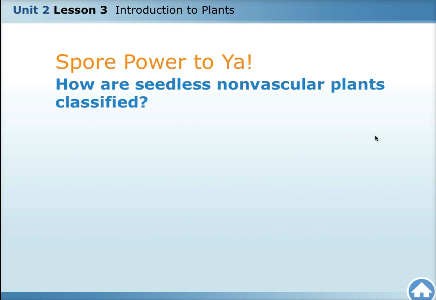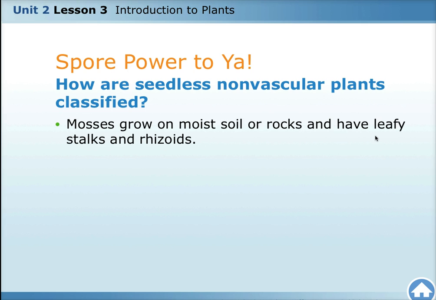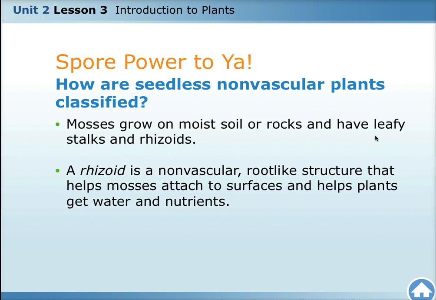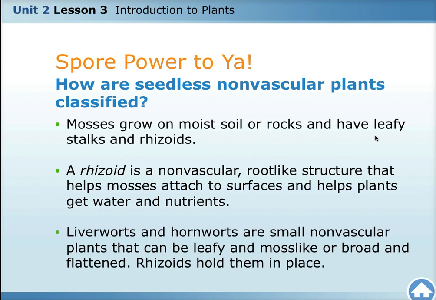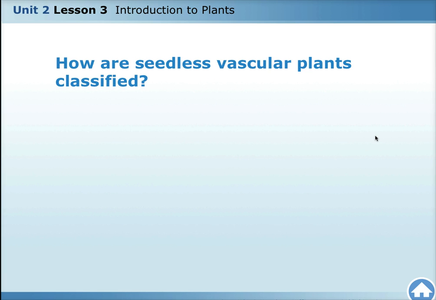How are seedless non-vascular plants classified? On page 112 in your text. Mosses grow on moist soil or rocks and have leafy stalks and rhizoids. A rhizoid is a non-vascular root-like structure that helps mosses attach to surfaces and helps the plant get water and nutrients. Liverworts and hornworts are small non-vascular plants that can be leafy and moss-like or broad and flattened, but rhizoids hold them in place.